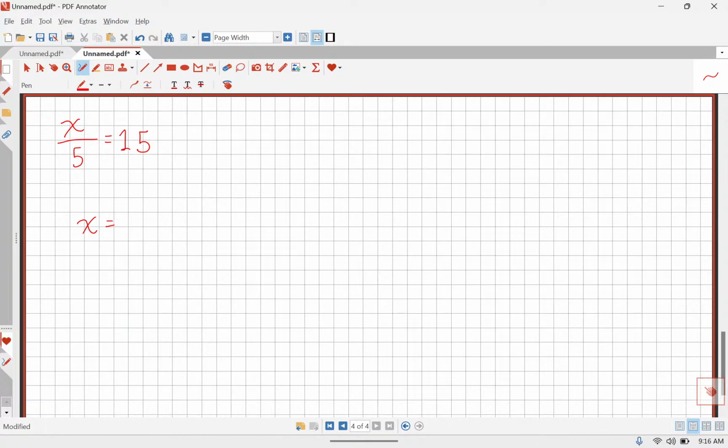Remember, this is a game of what and what? Everyone, it's a game of? Opposites and balance. Say it again. It's a game of opposites and balance. So how am I going to use opposites and balance to find out what x is? Teach, teach.